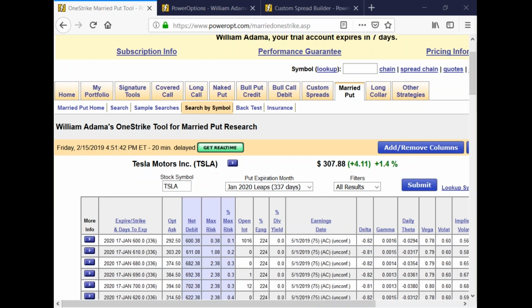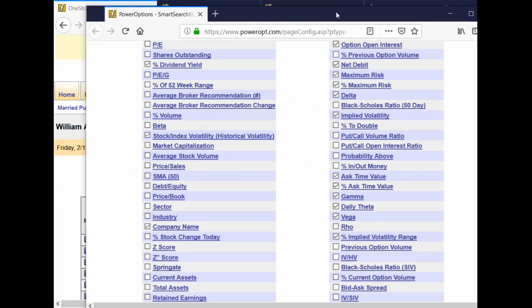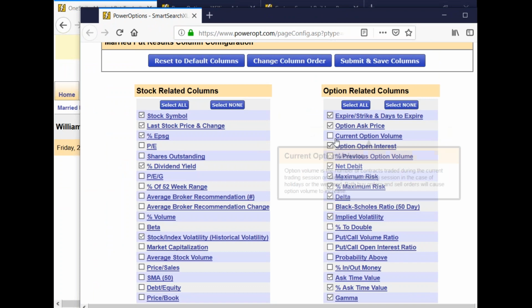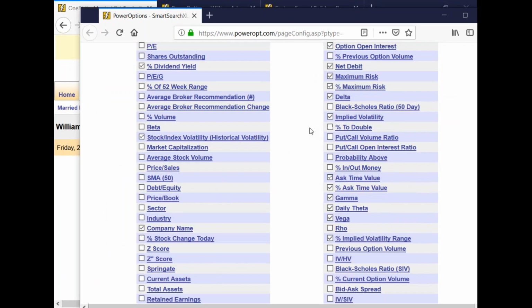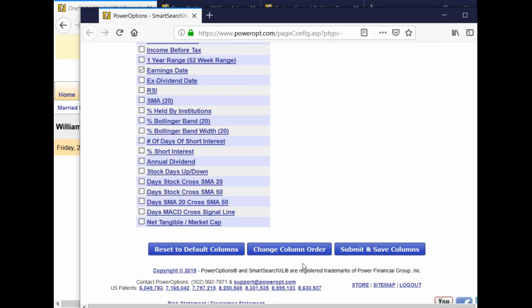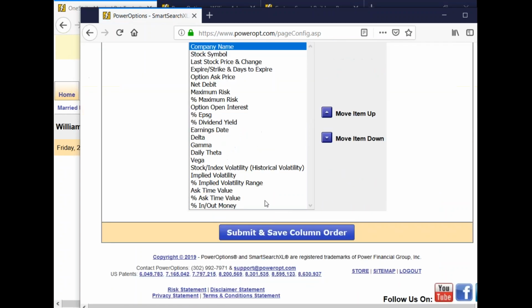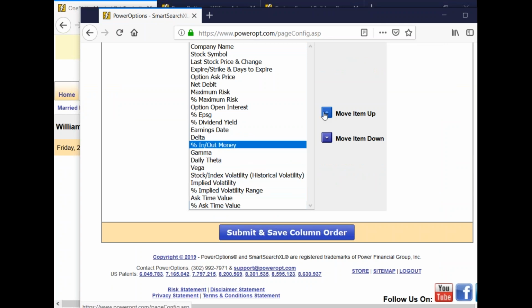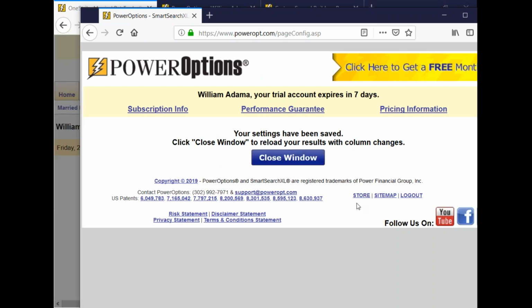However, if I'm very bullish, let me just add in the range in the money here. I'm sorry, I clicked the add more columns button because I want to stop hovering over things. I want to see my range in the money, in and out of the money. There we go. I'm going to change my column order very quickly just so we can have it near the maximum risk. All right, so let's customize that and let's refresh our page.